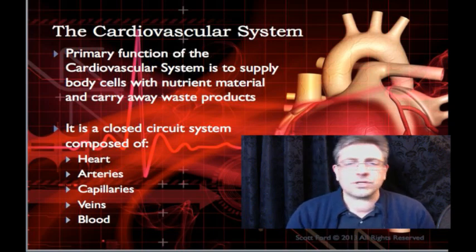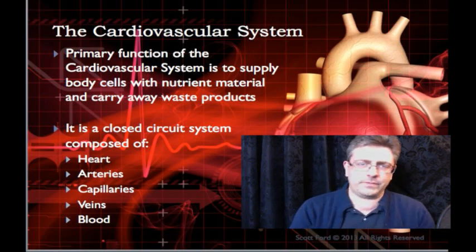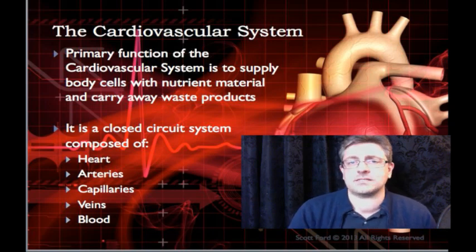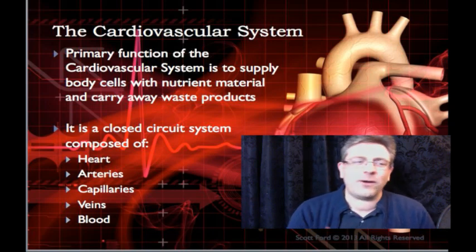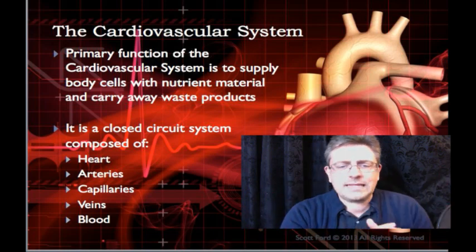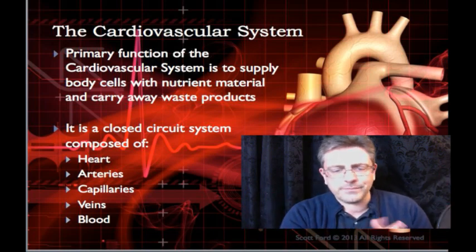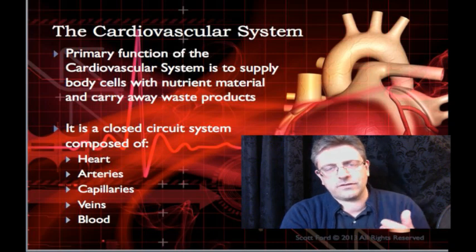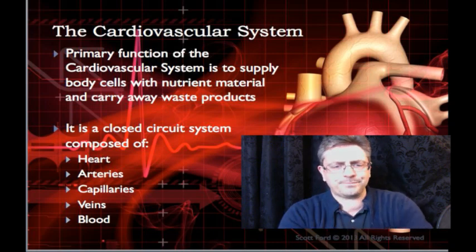It's a closed circuit system. We like that. If it becomes an open circuit system, you die. So we want it to be a closed circuit system. We want it so that the blood doesn't just spurt out of the body and you're dead. It's composed of the heart, arteries, capillaries, veins, and blood.